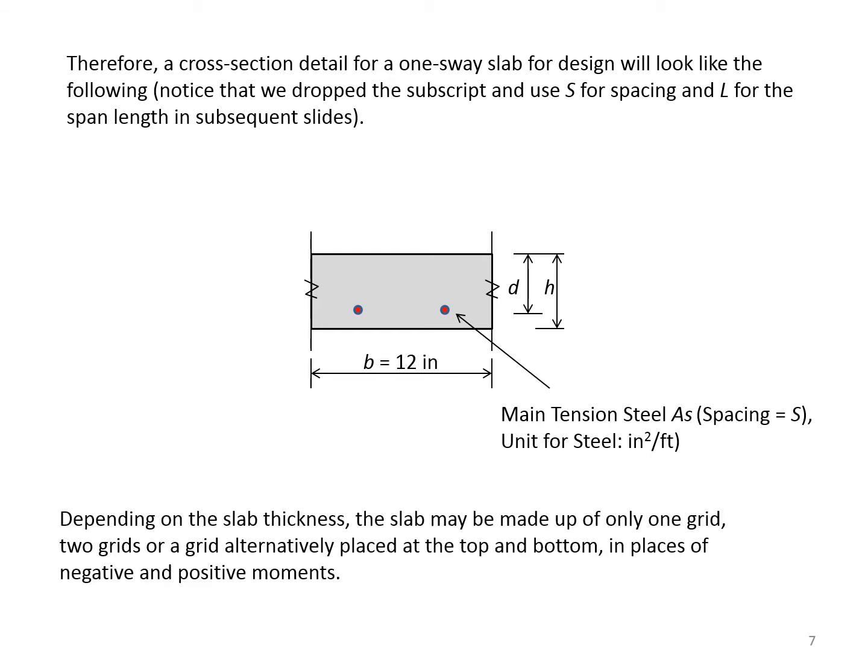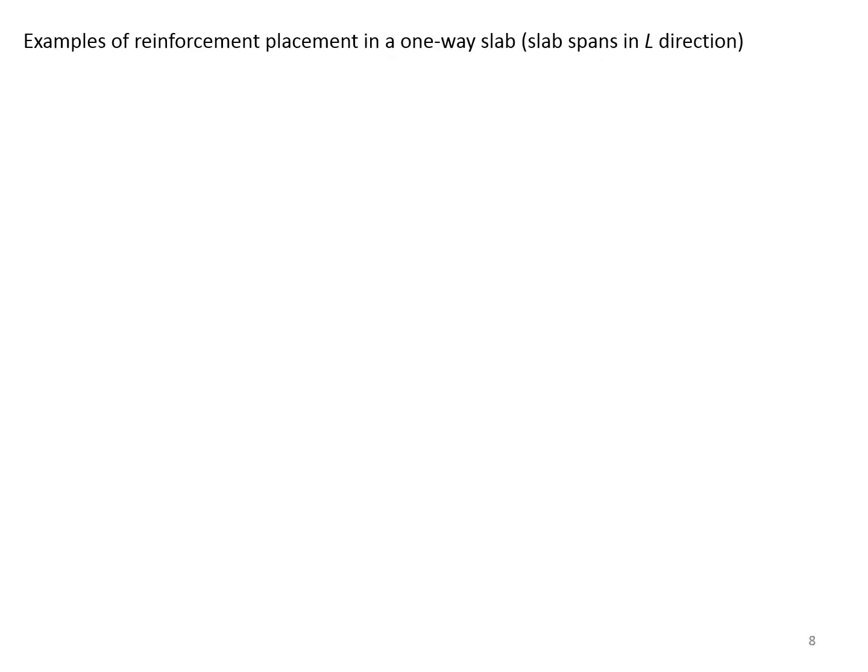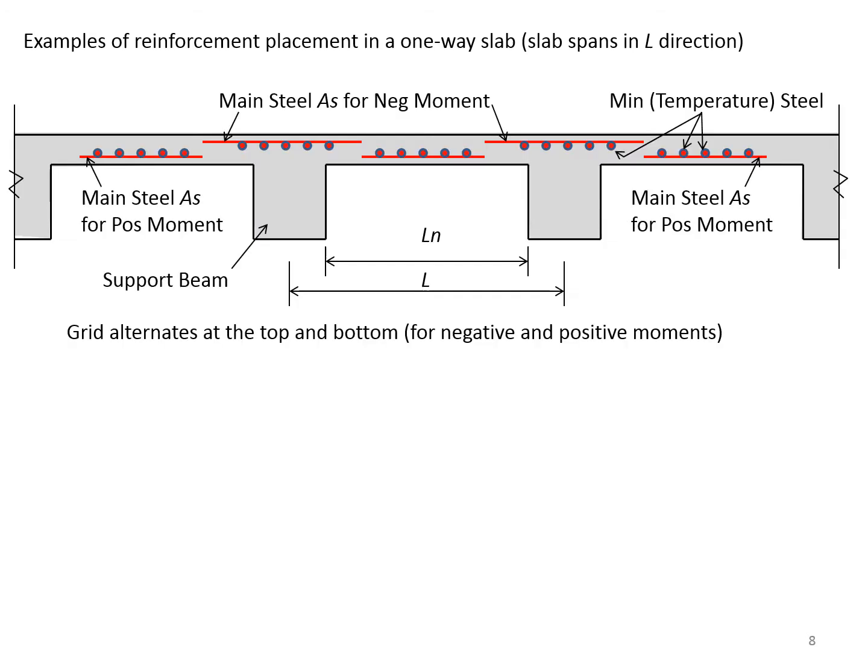Depending on the slab thickness, the slab may be made up of only one grade, two grades, or a grade alternatively placed at the top and bottom in places of negative and positive moments. Here are some examples of reinforcement placement in a one-way slab. Remember, a slab spans in the L direction. In this one, the grade alternates at the top and bottom for negative and positive moments. The bars shown perpendicular to the plane are the minimum amount of reinforcement in the L2 direction.